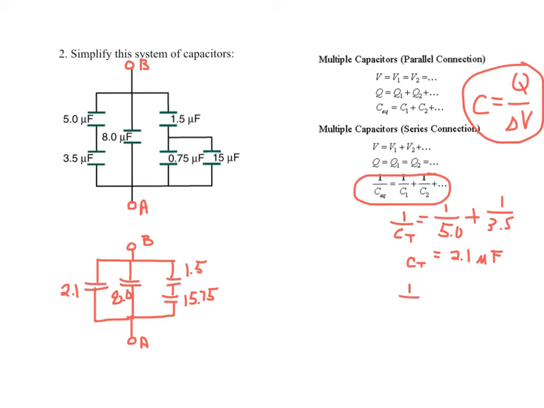So 1 over C total for the second time, I'll call this a 2, equals 1 over 1.5 plus 1 over 15.75. So the combined total for the second time, I could have called the first one number 1. I'll put a subscript up there, number 1, the first time we did it. Pause and get the answer. All right, if I do all that, to 2 sig figs, it comes up to be 1.4 microfarads.